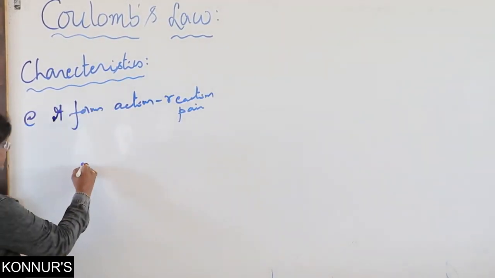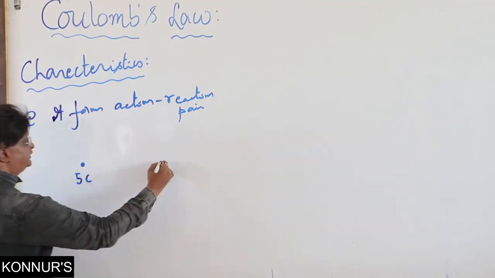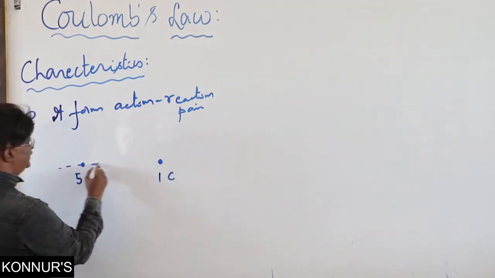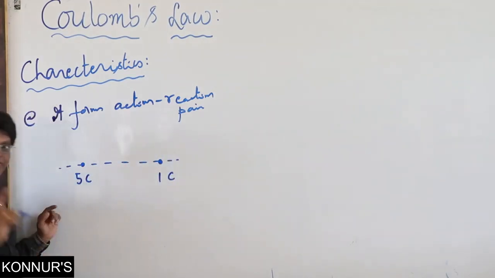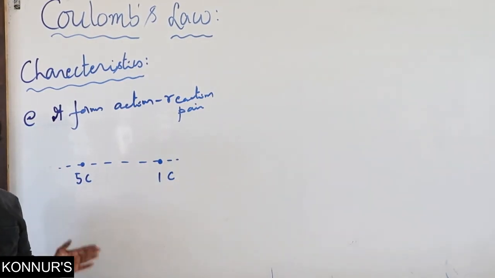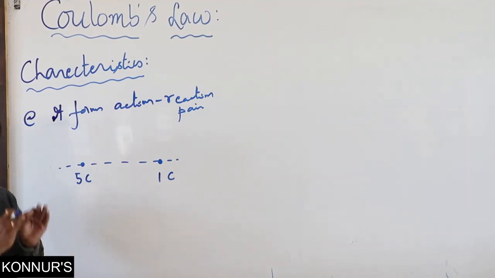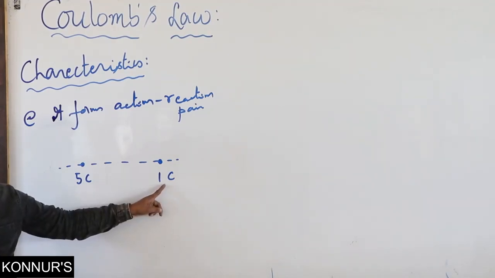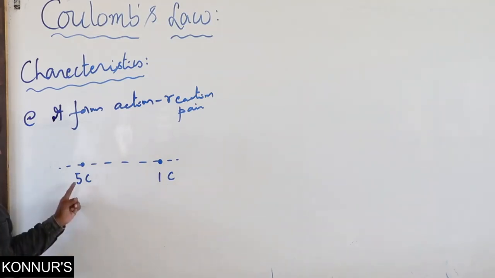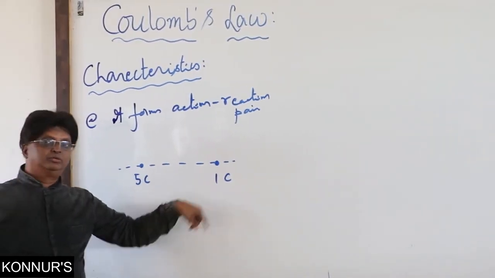See, suppose he says this is some charge of 5 Coulomb and this is a charge of 1 Coulomb. This is the line joining. Now he says the force on, and these are the only 2 charges, no other charges in the neighborhood. If the force on 5 Coulomb is some F, what is the force on this 1 Coulomb? Electrostatic force we are talking. Force on 5 Coulomb is F. What is the force on 1 Coulomb?